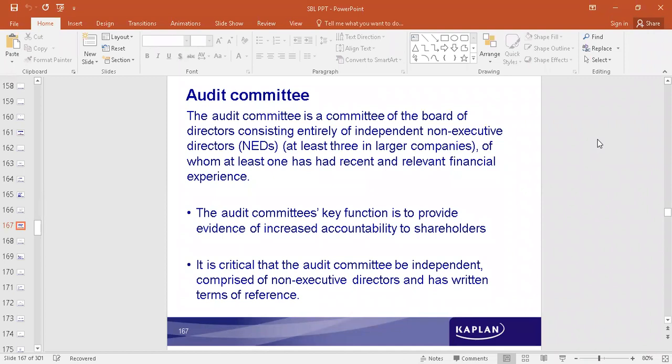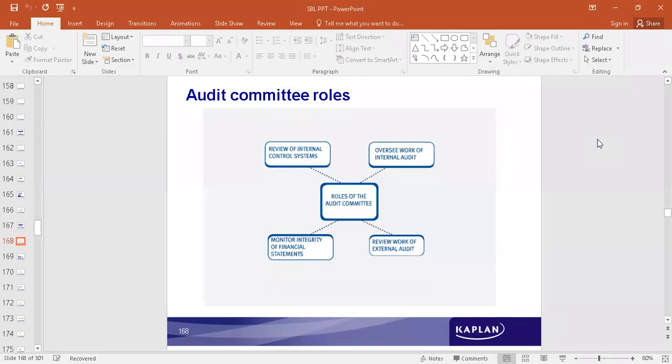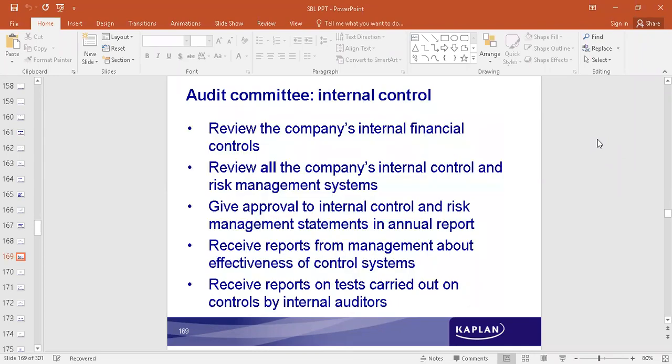Then we understood about the audit committee. It's simple. The main function of the audit committee is to ensure that the audit work is carried on smoothly in the organization. What are the different roles that it plays? The audit is always connected to internal control, therefore: review the internal control system, monitor integrity of financial statements, review work of the external auditor, oversee work of the internal auditor. So it's all about looking into the audit work, that it is carried on effectively in the organization.